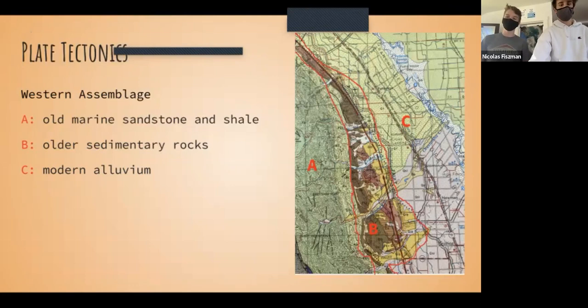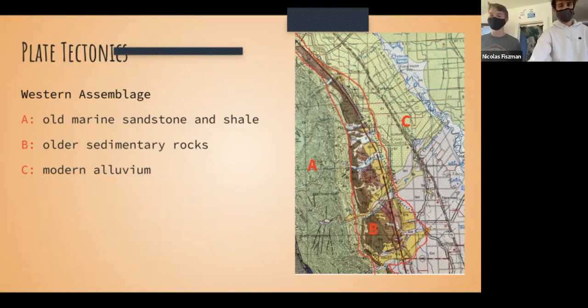The western assemblage of the Great Valley is the most eastern part of the San Franciscan assemblage, but is still considered to be at the edge of the Great Valley. As for section A on the map, that region consists of old marine sandstone and shale, which are rocks that you could find very deep in the Great Valley itself. The reason why they can be seen here at the surface is due to the Farallon plate subduction.